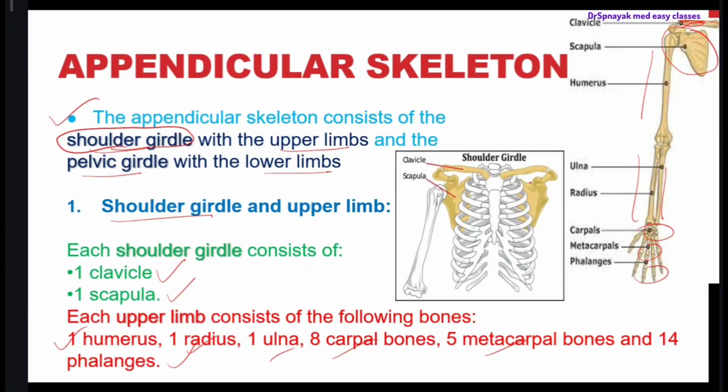Shoulder girdle is part of the appendicular skeleton, and manubrium is part of the axial skeleton. So this clavicle is attaching the axial skeleton, the manubrium, and the appendicular skeleton, the humerus, or the upper limb. Simple. It is the connection between the axial skeleton and the appendicular skeleton.